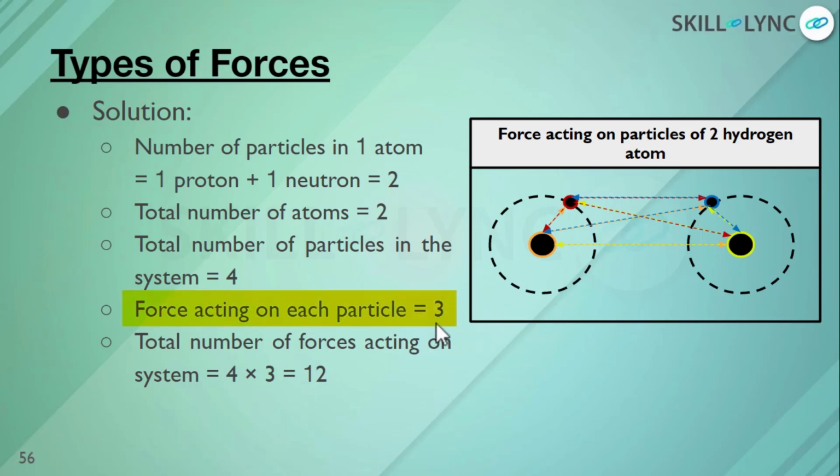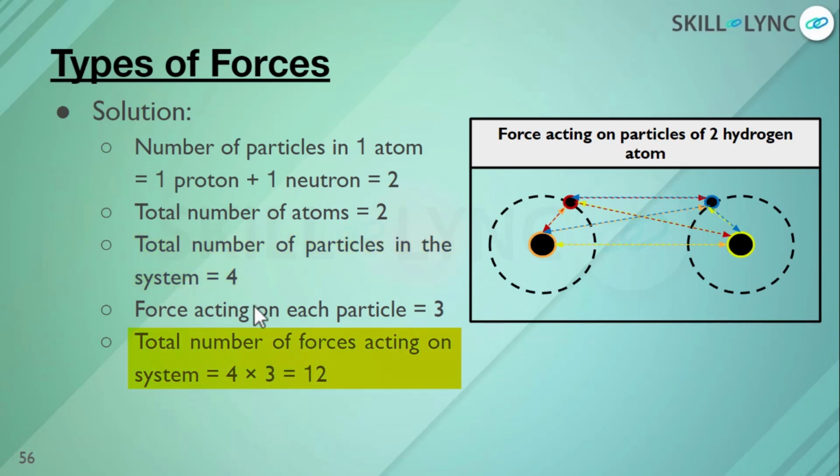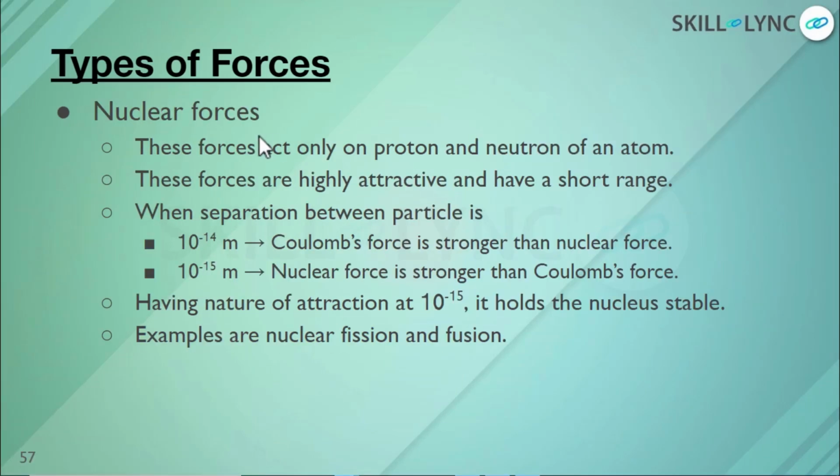Force acting on each particle is 3 and total number of particles are 4. So total number of forces would be equal to 4 into 3 is equals to 12. The next thing we are going to study here today is nuclear forces.